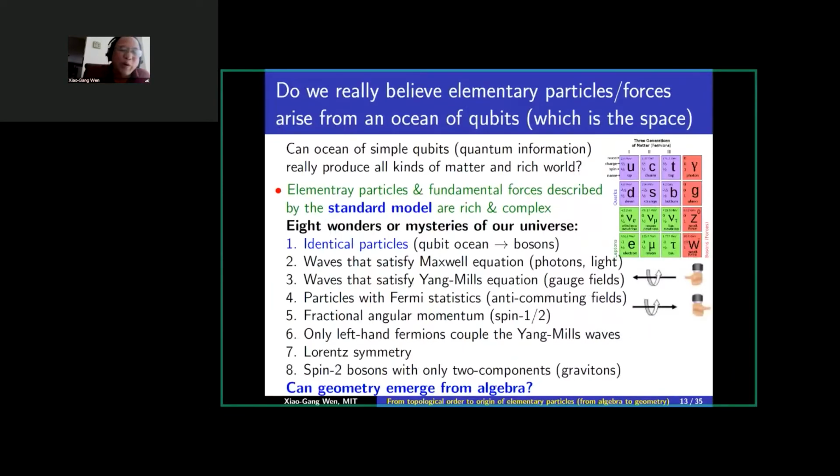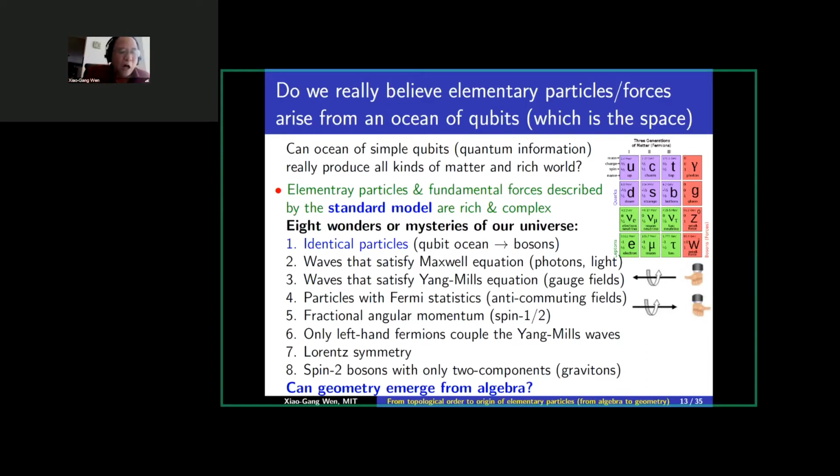But do we really believe all the elementary particles and interactions come from the ocean of qubits? Our world is very complex, and it is described by the so-called standard model. The standard model is very complex, actually. It has a lot of inputs, and we call these inputs to the standard model a wonder or mystery of our universe. Okay. The first input is that we have identical particles. So when I have a hydrogen atom at position X and another hydrogen atom at position Y, these two hydrogen atoms are totally identical. There's no way to distinguish them.